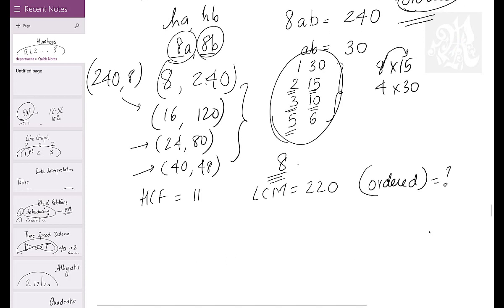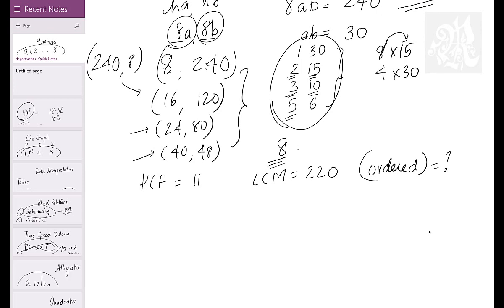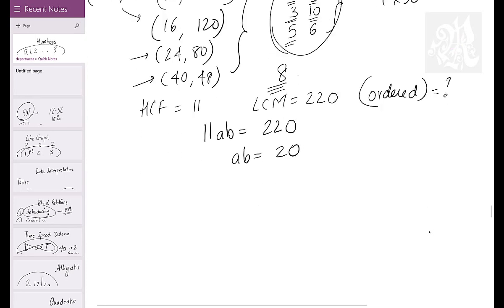HCF is 11, LCM is 220. What do you do? HCF times LCM is the product of the numbers, right? So what is HAB? 11 AB is 220. So what is AB? 20. Let's find out. 1 20s are 20, 2 10s are 20 and 4 5s are 20.